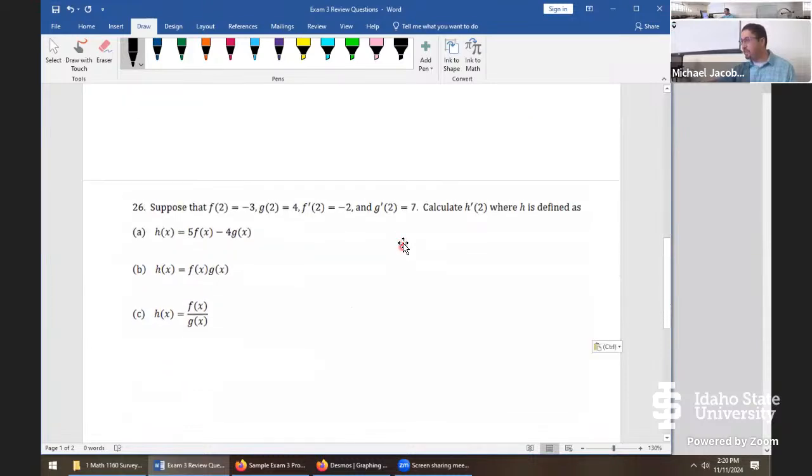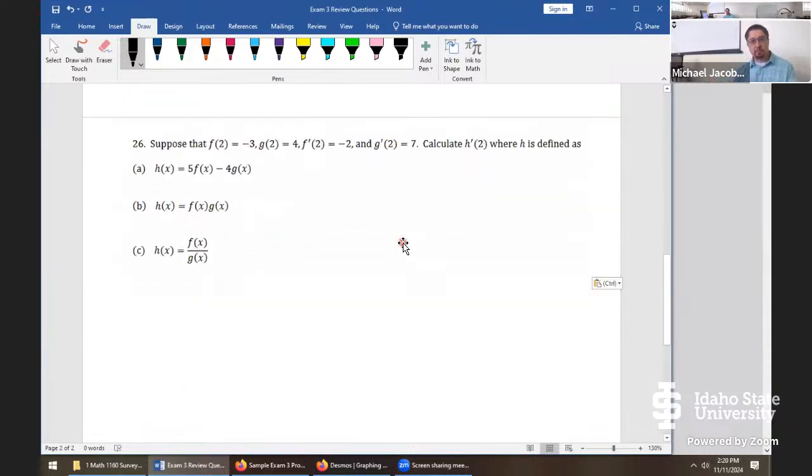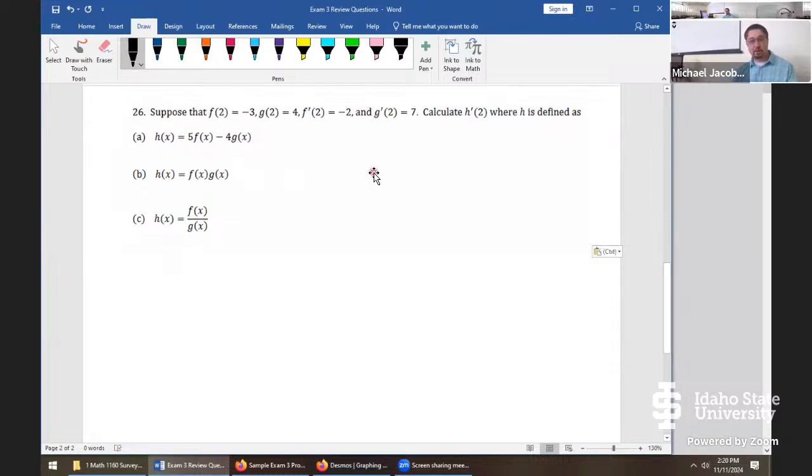What makes this question a little bit weird is it's all about dealing with the product rule, quotient rule, and it looks like constant multiple rule here on part A, but we don't actually even know what the functions f, g, and h are. So this is just emphasizing differentiation formulas more than anything. So let's start off here on part A. It says calculate h prime of 2, where h is defined as these three different versions of functions.